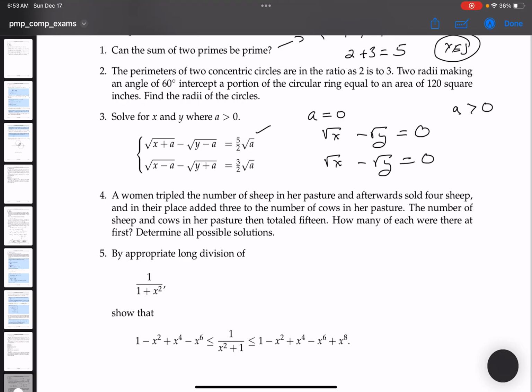Okay, so that's correct some grammar over here, but let's not worry about it. A woman tripled the number of sheep in her pasture, and afterwards sold 4 sheep. And in their place added three cows in her pasture. The number of sheep and cows in her pasture then totaled 15. How many of each were there at first?